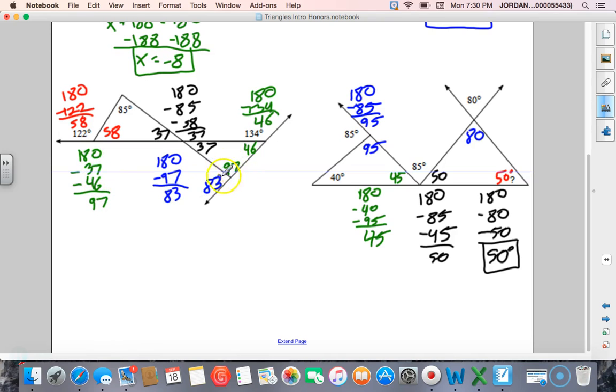And then last step is a linear pair. These two have to add up to be 180, so just take the 97 that I know away from 180, and that leaves 83 for my answer on this one.